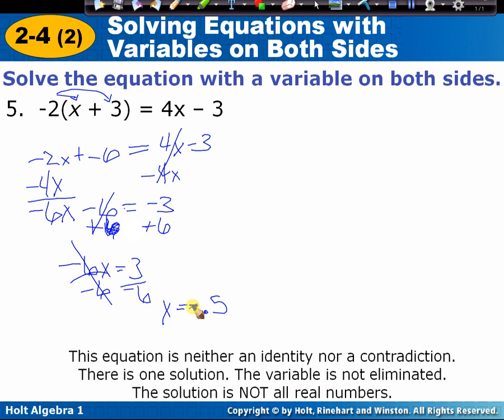You see the note there at the bottom. It says this equation is neither an identity nor a contradiction. There is one solution. The variable is not eliminated. The solution is not all real numbers. Very clearly, the solution is x equals -0.5. So, because we have one solution, we do have to check this problem.